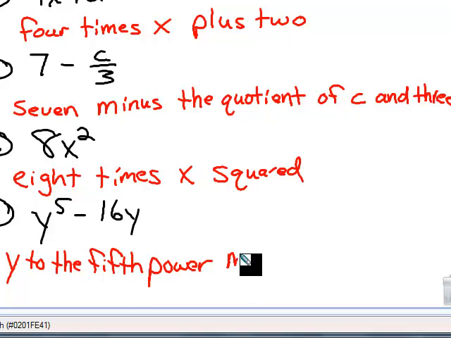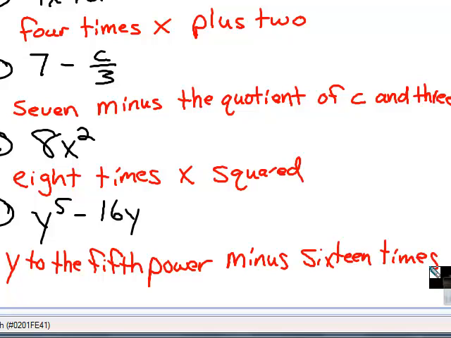minus 16 times y. Squeeze it on there. Okay, is there more than one way to write that one?